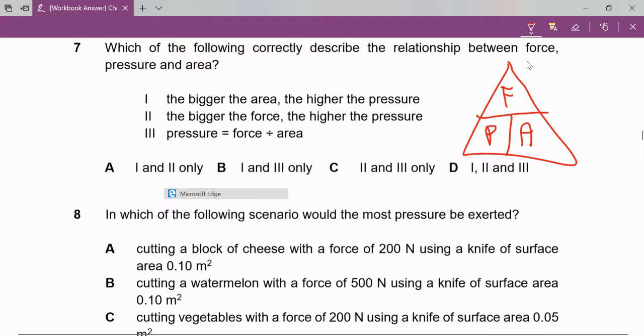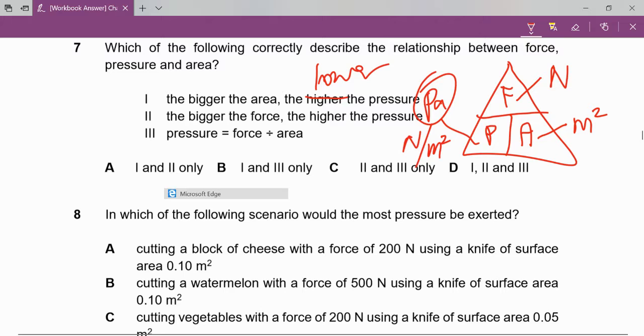Okay, so please know the units for force, Newton. For area, normally it's in meter square, but it can be in cm square as well. Pressure is in Pascal. Some people write it as Newton per meter square, which is also acceptable. Okay, but to make things simpler, you can just write Pascal. What's the relationship between force, pressure, area? Statement 1: the larger the area, the higher the pressure. Okay, we just proved it above that it is not true. The larger the area should be the lower. Okay, so 1 is false.